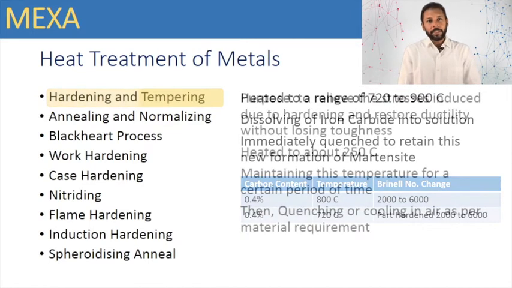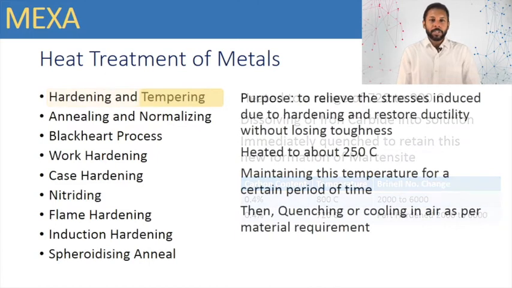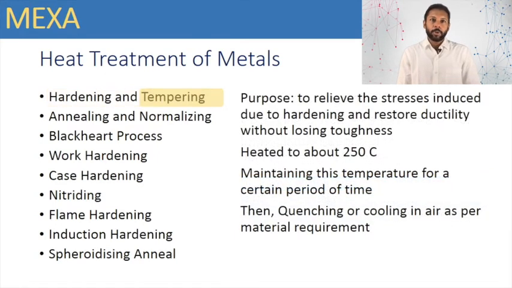Hardening material in this way produces internal stresses and also makes the material brittle. To relieve the stresses and restore ductility without loss of hardness or toughness, the material is tempered. Tempering consists of heating the material to about 250 degrees centigrade, retaining this temperature for a duration of time.